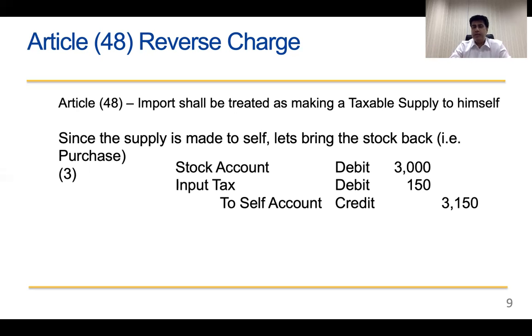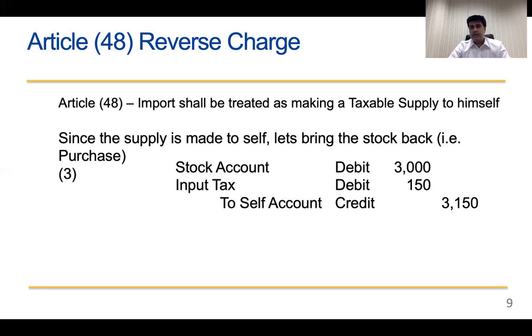I'm going to do a purchase account or a stock account debit for 3,000. Since this is a purchase accounting, I have to claim input tax. I'm doing an input tax debit of 150. And simple thing, since this is a self transaction, I'm going to receive the money from the self. So self account gets credited for 3,150.